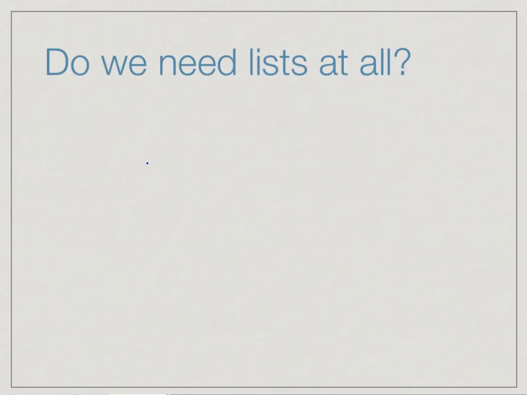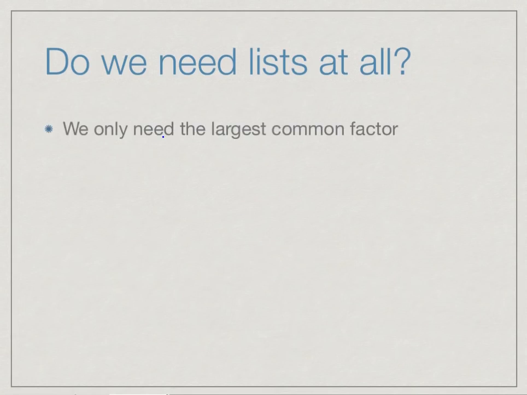So having done this, maybe we can simplify things further. Do we need a list of common factors at all? Remember that we only need the largest common factor. We observed that there will always be at least one common factor, namely 1. So the notion of the largest common factor will always be well defined for any pair m and n.